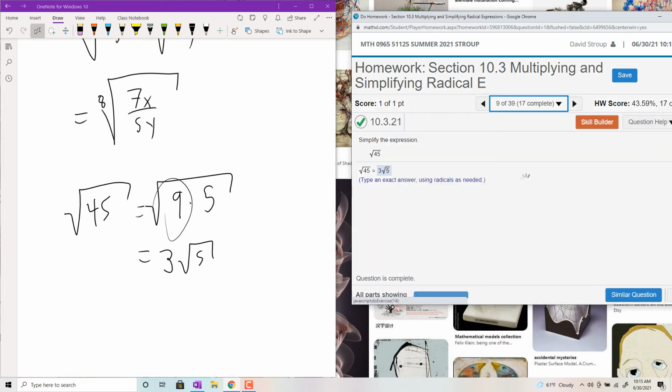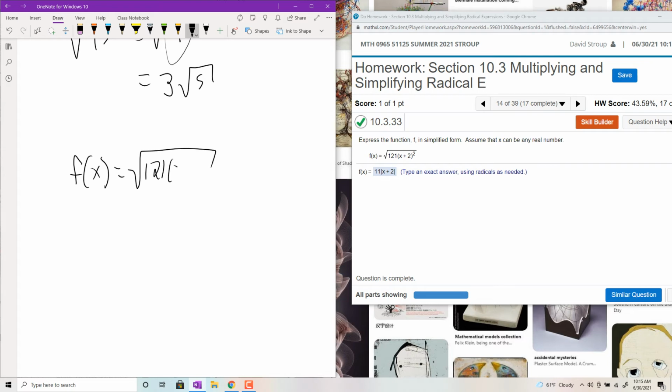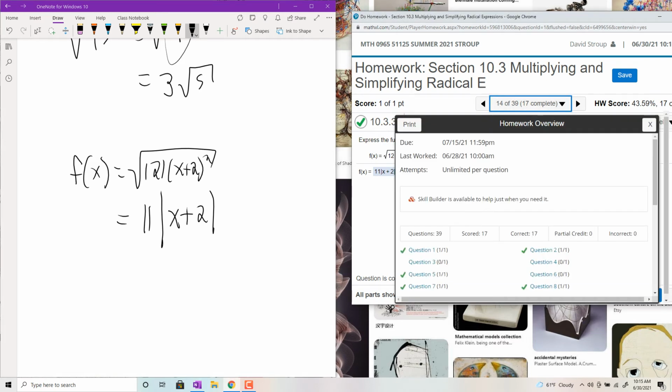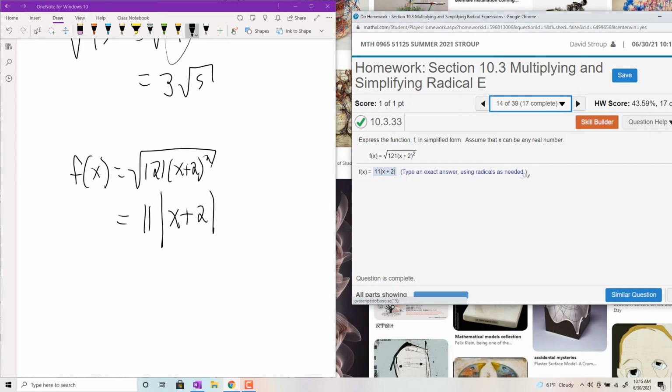Let's look at 14. So this one, because they say x can be any real number, you have to include the absolute values with your answer. And I did an example like this in the lecture video here. But anyways, square root of 121 is 11. Square root of x plus 2 squared, you're going to need an absolute value. So that would be 14 and then 15.